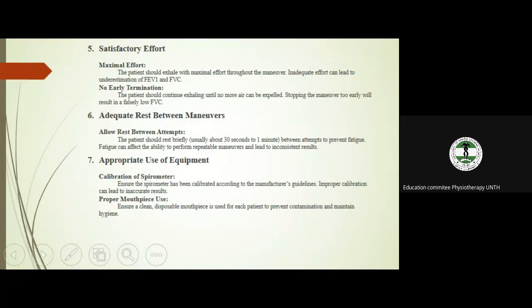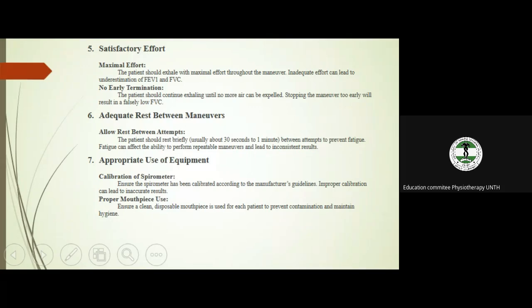The patient should exhale with maximal effort throughout the maneuver. Inadequate effort can lead to underestimation of FEV1 and FVC, which will give us a wrong diagnosis.